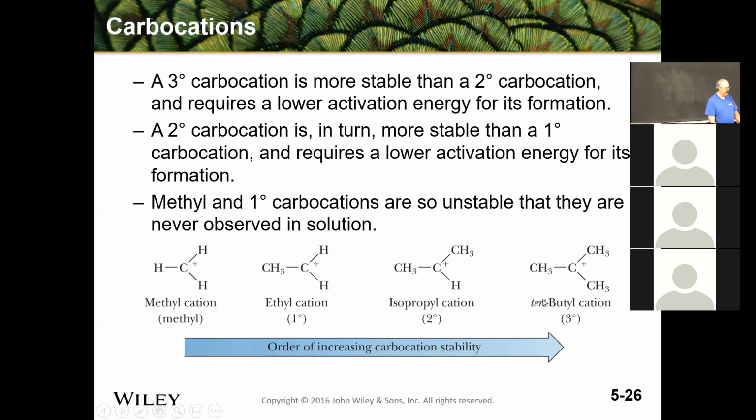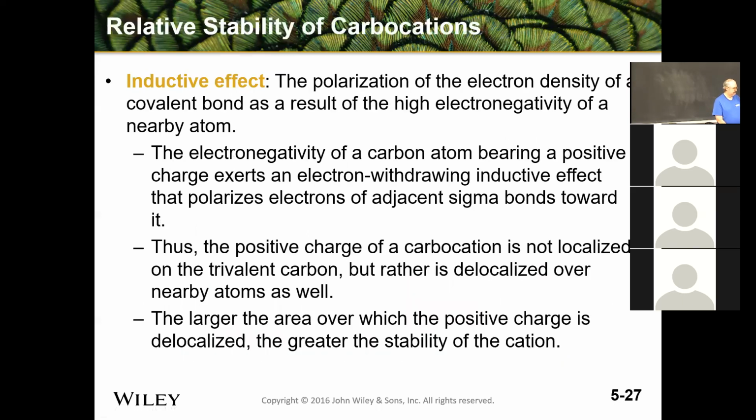Tertiary is the most stable. Then secondary, of which isopropyl is an example, then primary, then methyl. Methyl and primary actually are so unstable that they are never observed in solution. So why are tertiary carbocations more stable than secondary?